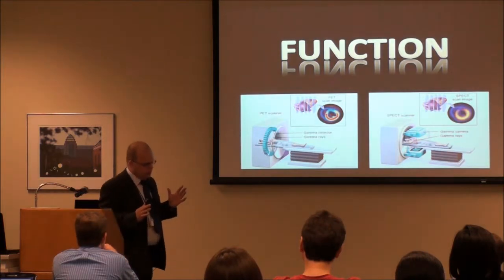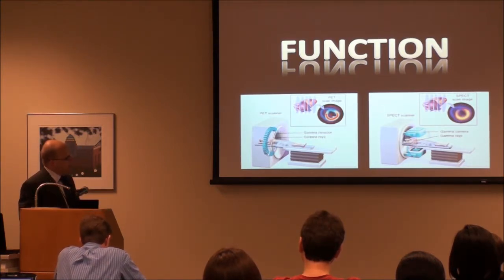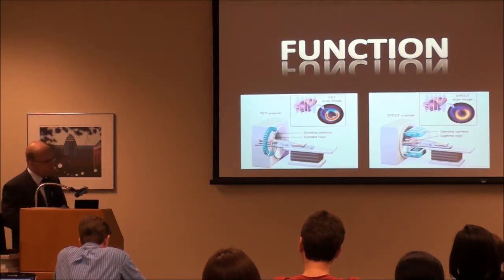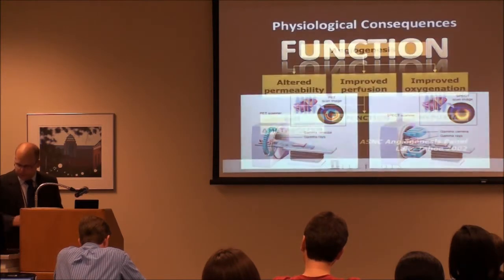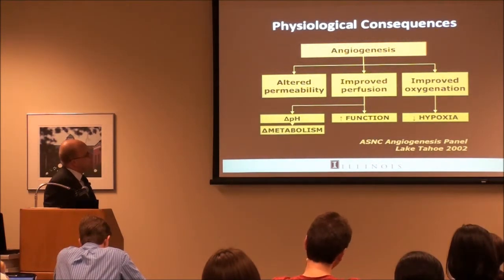There are two things that we would like to measure using molecular imaging. One is the function and one is the anatomy. For the function, we use techniques like PET or SPECT, and especially for the cardiovascular system, we try to measure some physiological consequences.